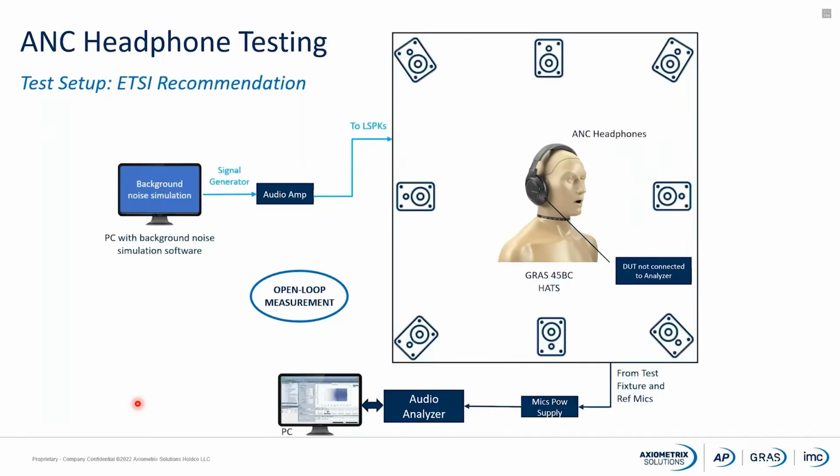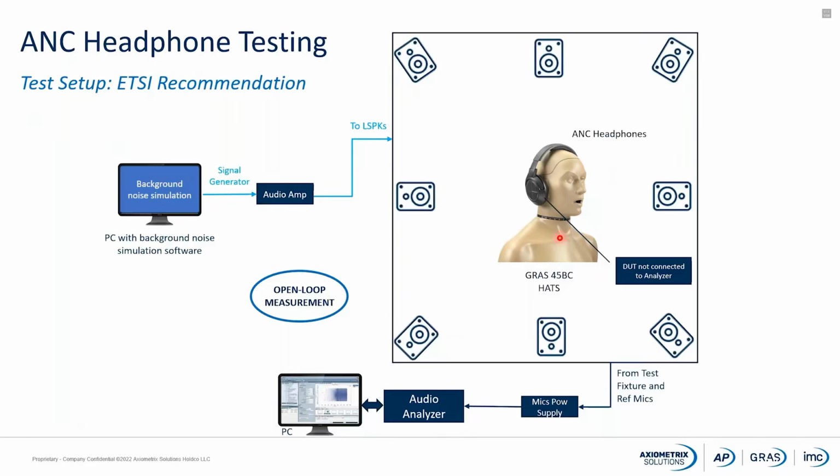Here we have the typical test setup recommendation by the ETSI standard. The room with low background noise, our ITU P58 head and torso simulator surrounded by 8 loudspeakers, will have a system that will be in charge of creating the background noise simulation and playing back the signals through the 8 loudspeakers, and we'll have another system that is going to be connected to the ear simulators, ITU P57 standardized ear simulators in our head and torso.